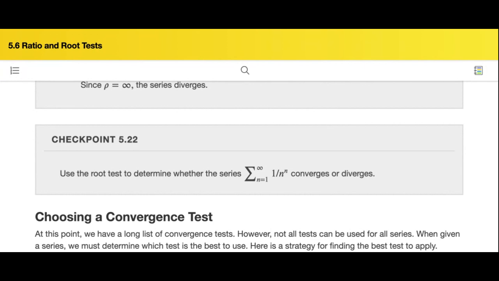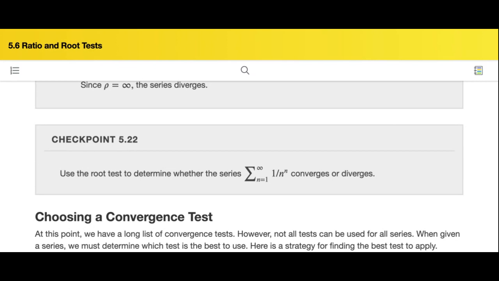Equals 0, converges. Yes. When we take an nth root, we just get a limit of 1 over n. When n approaches infinity, 1 over n approaches 0. So 0 is less than 1. So by root test, this series converges.